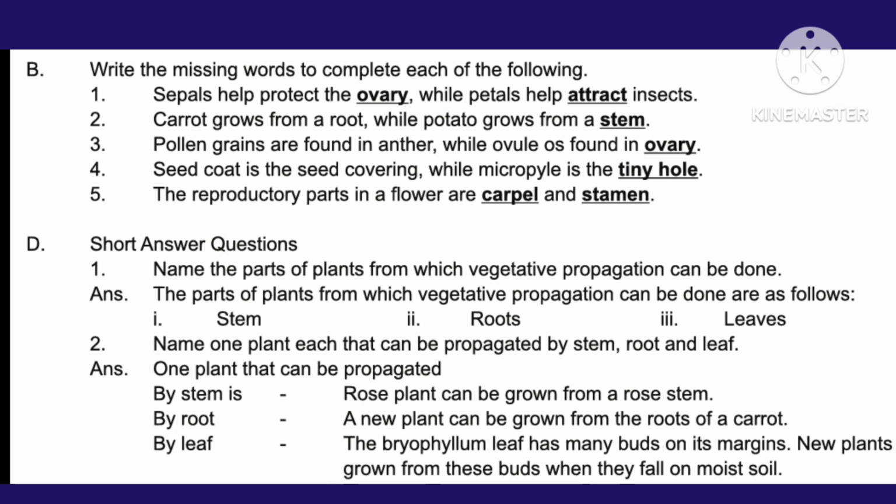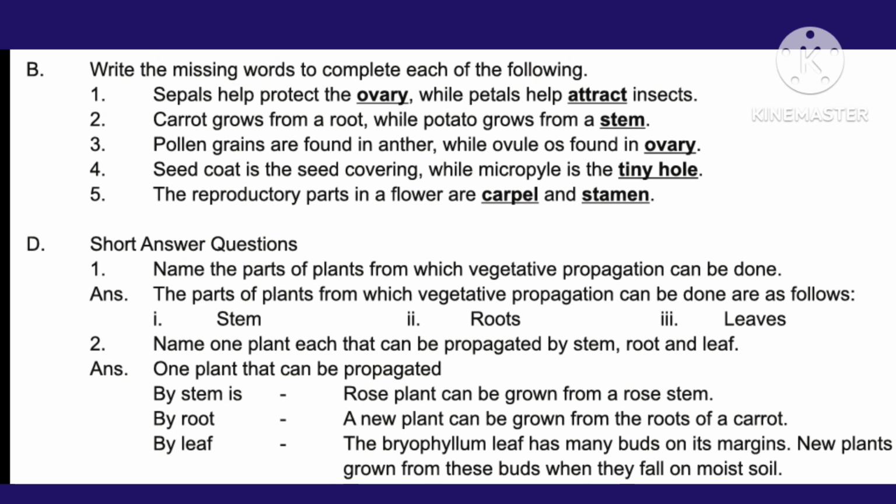Next है D, short answer questions. First, name the parts of plants from which vegetative propagation can be done. Answer, the parts of plants from which vegetative propagation can be done are as follows. First, stem. Second, roots. Third, leaves.